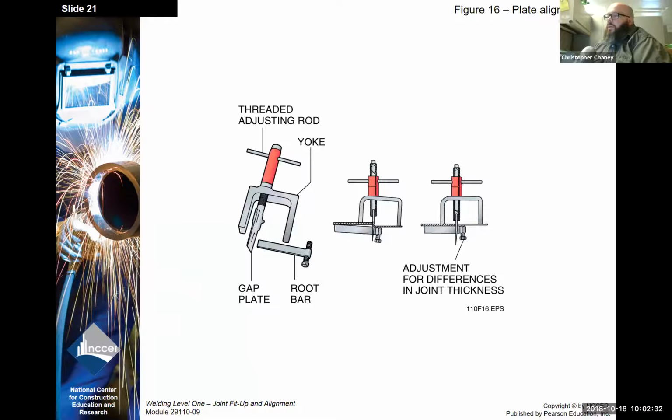Okay, here's a plate alignment tool. This goes through the joint opening. Then the root bar is put in. And then you can tighten down the adjusting rod and pull the two plates into alignment.